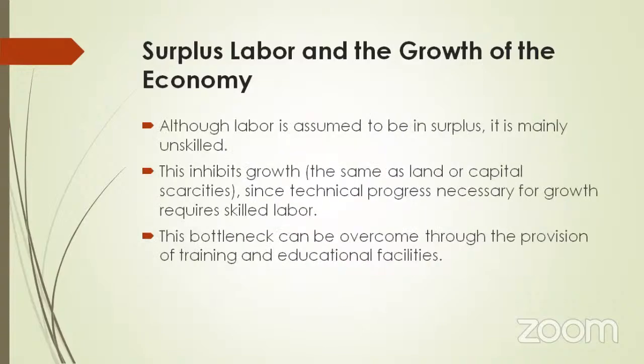Although labor is assumed to be in surplus, it's mainly unskilled, but that is not a problem because that unskilled labor can be skilled. Technical progress needed for growth requires skill. The bottleneck can be overcome through provision of training and education facilities. And if you notice, a lot of companies do the same. In fact, today also, when we look at industrialization and how industries function, they assume there is this natural skill and development which is required. Possibly the ITI was formed in terms of skilling this unskilled labor and putting it in the industry.